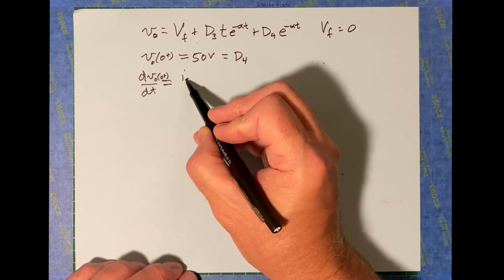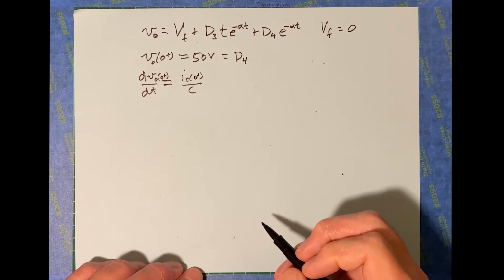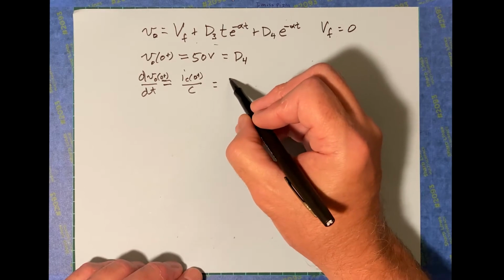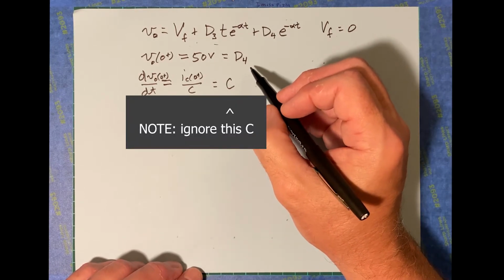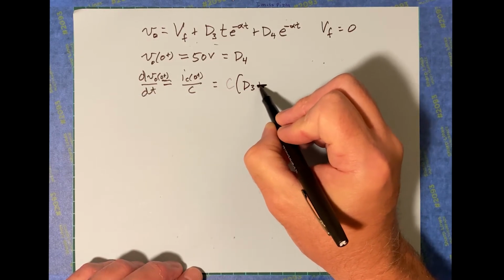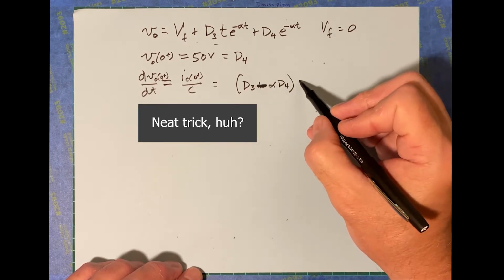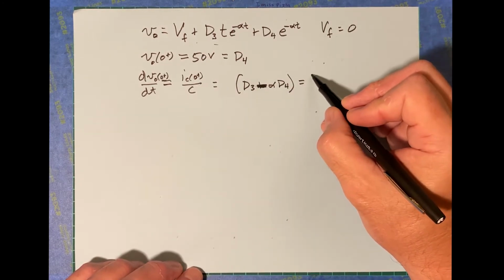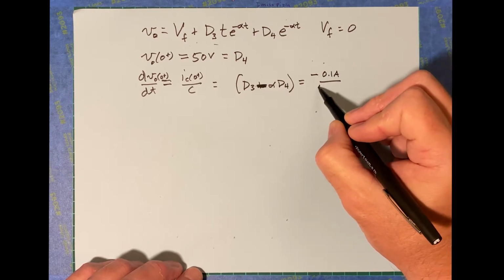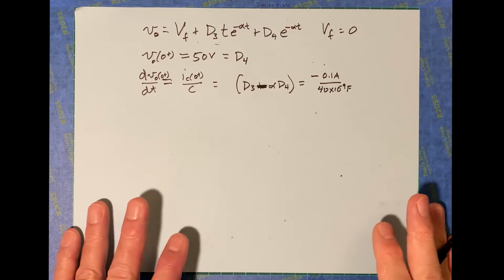It's going to be I sub c at 0 plus divided by c. So take the derivative of our thing up here, and we end up with c times d3, I'm sorry, that's minus alpha d4, and that's equal to I sub c at 0 plus. That's the negative 0.1 amps divided by 40 times 10 to the negative 9th Farad.